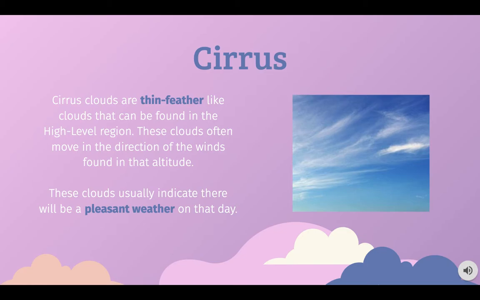Cirrus clouds can be found in this region. They are very thin and look feather-like. These clouds often move in the direction of the wind because they can be pushed over very easily. These clouds usually indicate that there will be pleasant weather on that day.